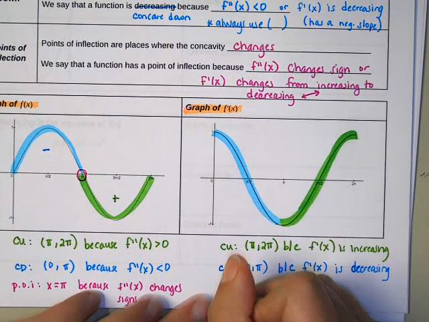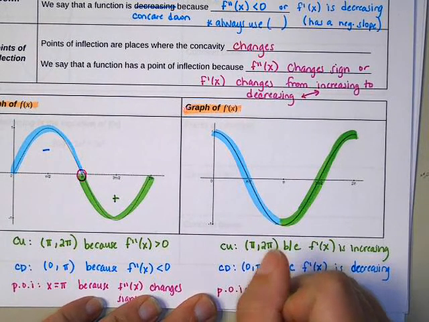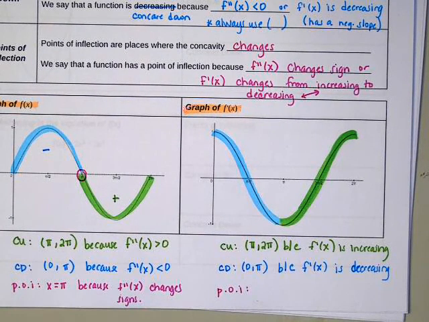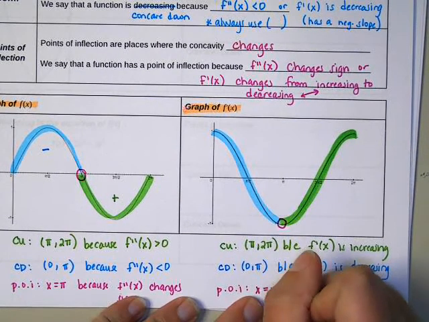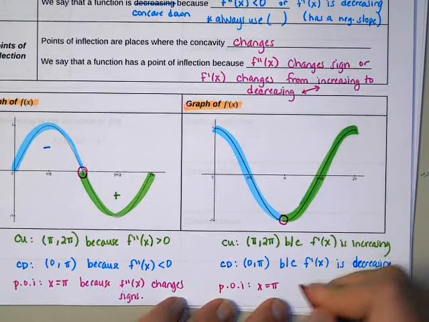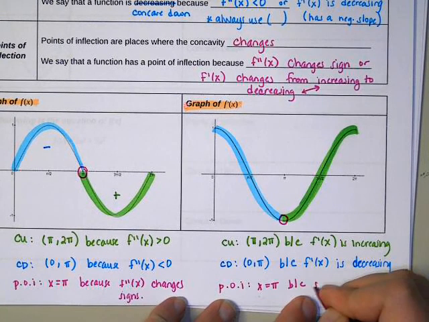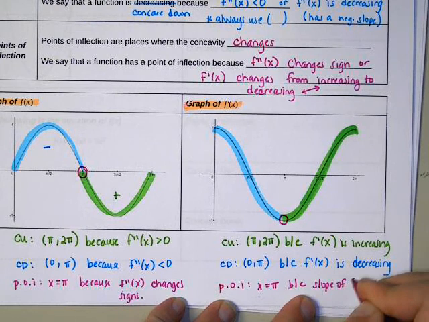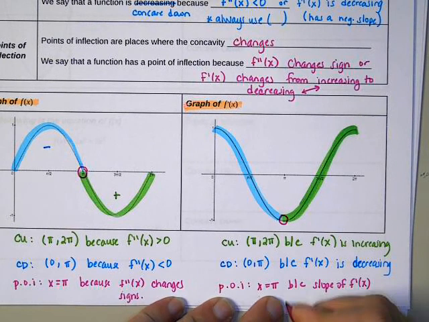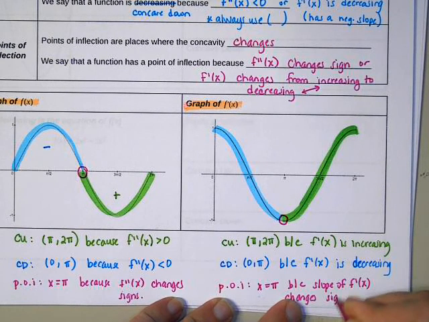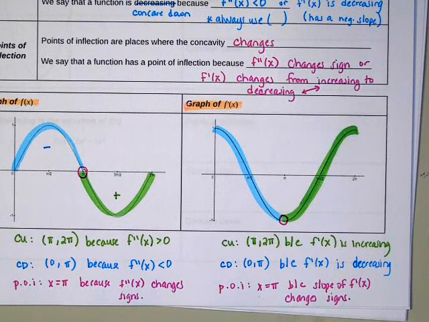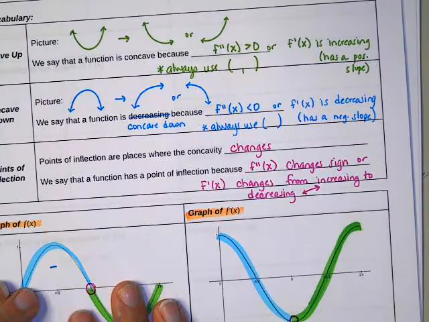Last but not least, the point of inflection would be the place where I change from going downhill to uphill or uphill to downhill, which would be this point right here. So when x is pi. And I would justify this by saying because the slope of f prime changes signs. And again, this goes back to if you're talking about the second derivative using the first derivative, you have to look at the slope. Let's look at some example problems.